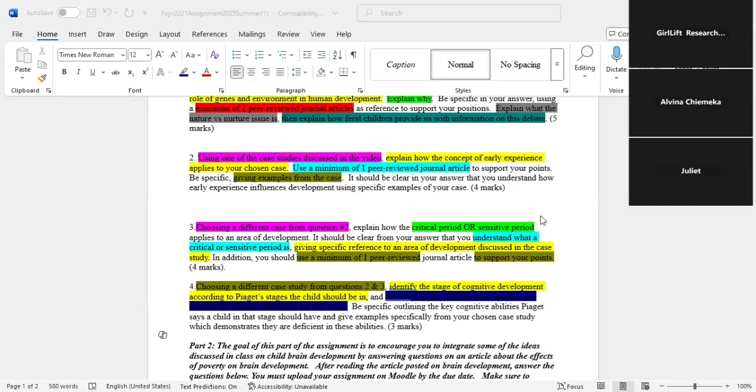Okay, so let me take it up from here. Yes, I like the fact that she differentiated that identifying the stage of cognitive development is according to the Piaget stages. So it's not just identifying them, it has to be according to the stages by this renowned author, and then discussing the case. That's the case study, discussing how the child in the case study has not reached the normal milestone, right?